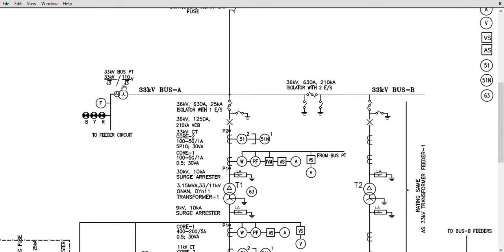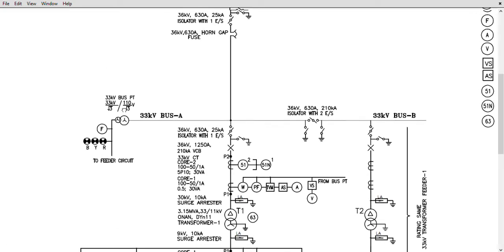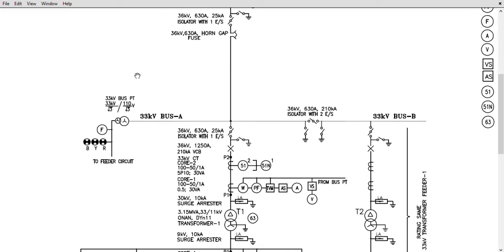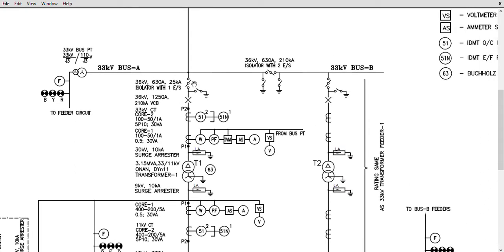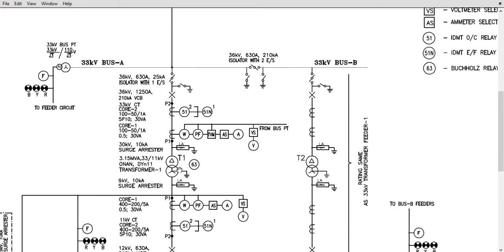For the bus, here we have a bus PT. The purpose of the bus PT is to measure the voltage, and it is also useful for protection purposes. But in 33 by 11 kV, the application of PT is very limited for protection; it is mainly used for metering.